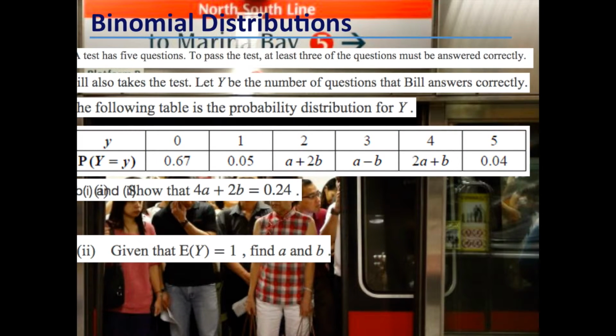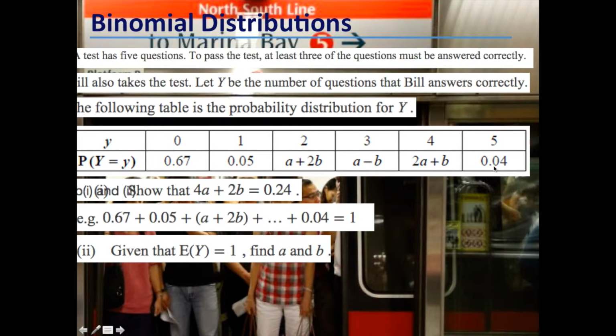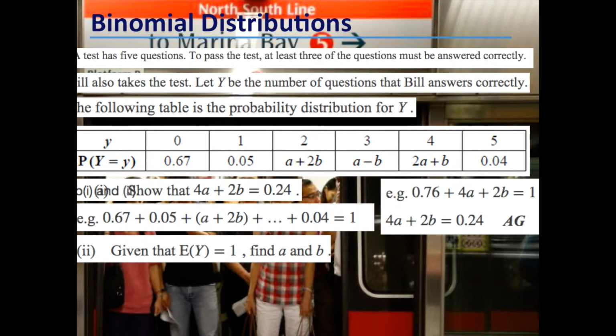The second question then, show that 4a plus 2b equals 0.24. Well, we should recognize that the probability distribution, if we add up all of these, we get to 1. So if we add up and rearrange, you should end up with 4a plus 2b equals 0.24. Given the expected value of y equals 1, find a and b.